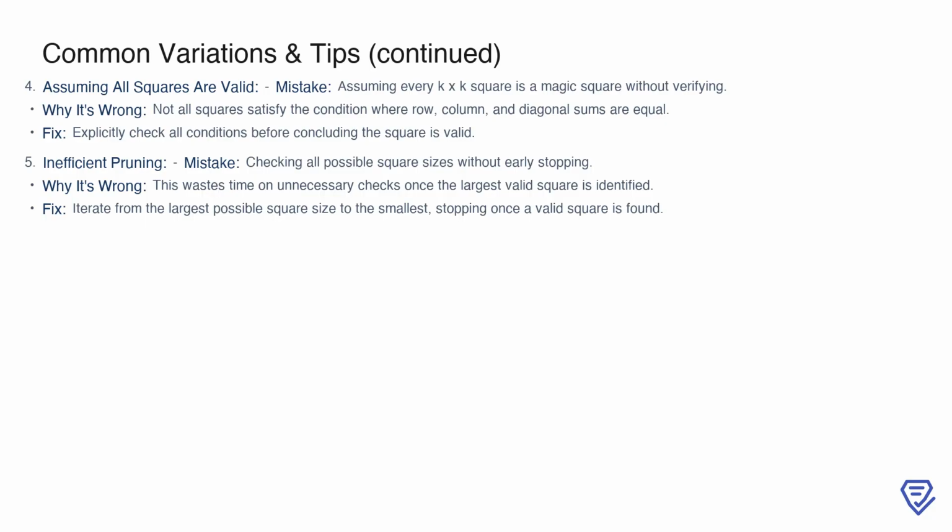Additionally, inefficient pruning can significantly slow down your solution. If you're checking all possible square sizes without stopping early, you're wasting valuable time. A better approach is to iterate from the largest possible square size down to the smallest. By doing this, you can stop as soon as you identify the largest valid square, saving time and computational resources.